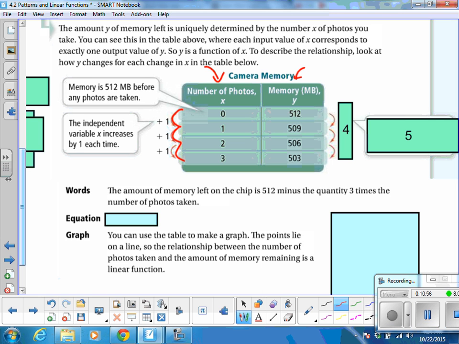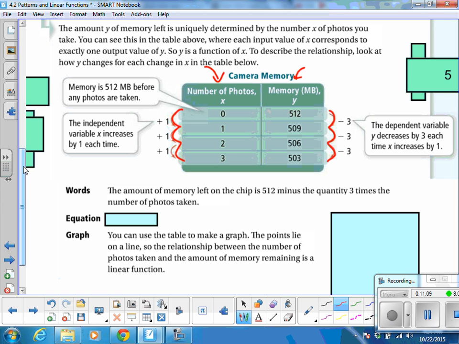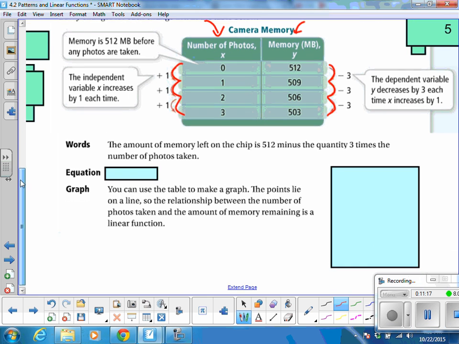We're going to look at the y part over here as it's changing. We're looking for a nice consistent relationship. If it's consistent, it verifies that it's linear. And it is consistent, but this time it is going down by 3, which makes sense. It's using memory. So this does tell us the dependent variable y decreases by 3 each time x increases by 1. X goes up 1, y goes down 3.